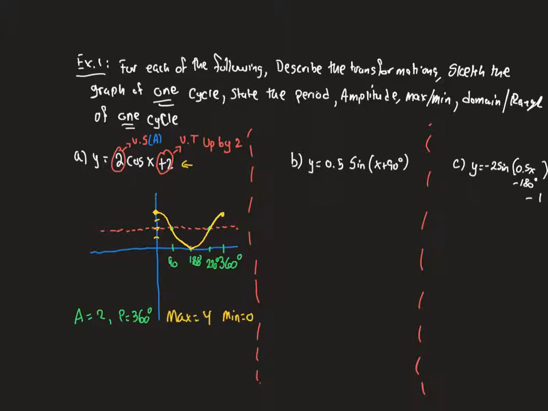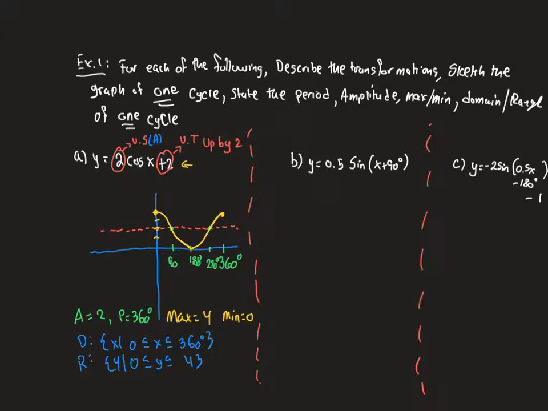So start from here, go down, that's my minimum, go up, cross this, and I should have my maximum at 360 degrees. And finally, my domain and range. Well, my domain goes from my minimum to my max, so what's my smallest? My smallest is 0. What's my biggest? 360. Range. What's my smallest? 0. What's my biggest? 4. And that's it. That's how you do A.